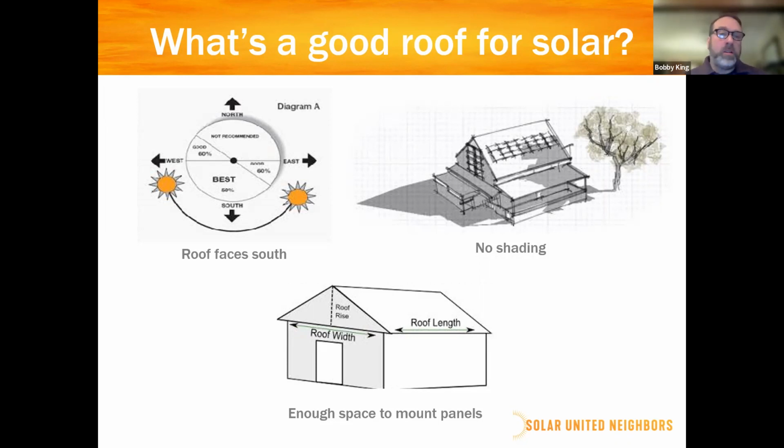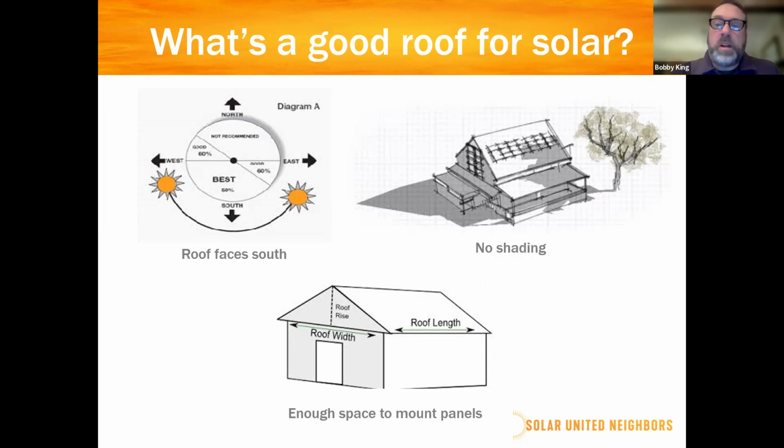The installer can take the system down for the new roof and reinstall it. And there's a cost associated with that. It's usually several thousand dollars. So again, it's not a deal breaker, but it's a real amount of money.